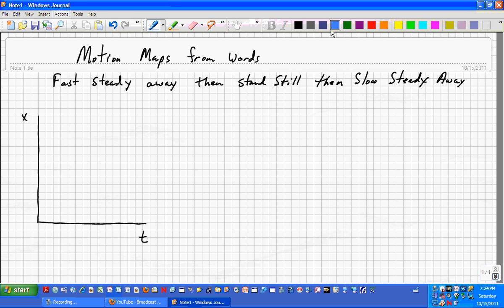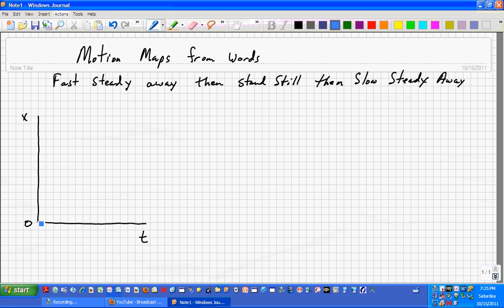So my first motion is fast, steady, away. It doesn't say where I'm going to start from. It just says that I'm moving away. I could start from 0. I could start above 0. The easiest thing is probably to start from 0, so that's what I'm going to do.